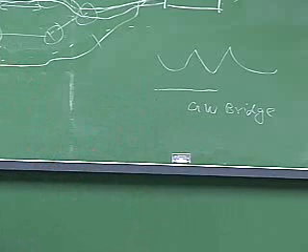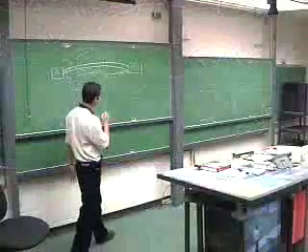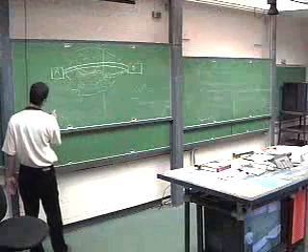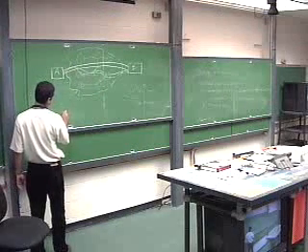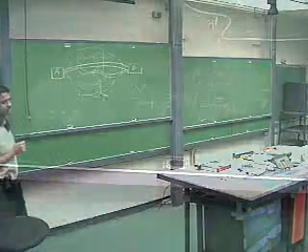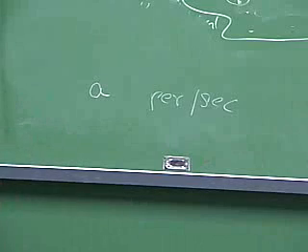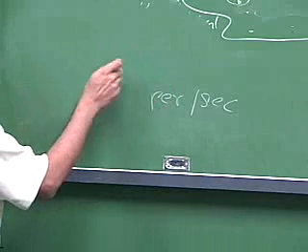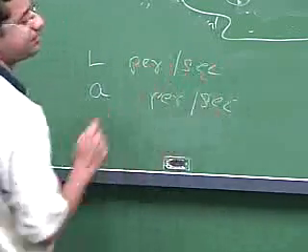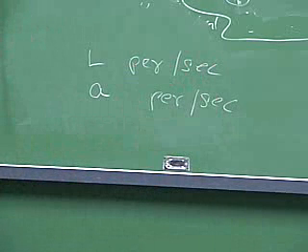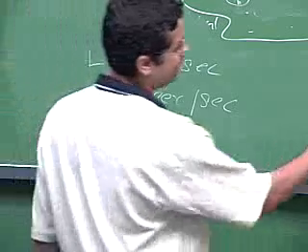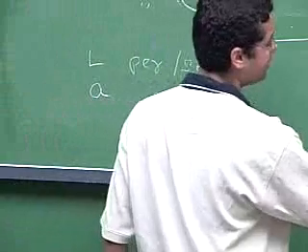So if the capacity of a node, for instance the GW bridge, is let's say A per second, and data or cars are arriving at the rate L per second, then the amount of queuing delay that you might encounter is dependent upon L over A. L over A is also called the load.